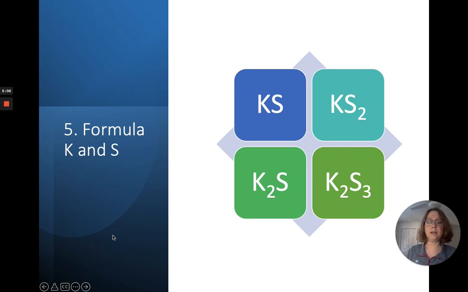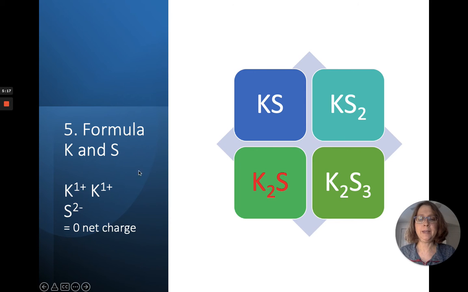Okay, let's do the formula between potassium and sulfur. So again, remember the steps. Figure out the charges and then figure out how many of each you need to have a net charge of 0. So in this case, potassium's a 1 plus, sulfur's a 2 minus. So in order for sulfur to get its 2 electrons, it has to get 1 from each one of these potassiums that only lose 1. This will give you a net charge of 0, and then therefore the formula is K2S.